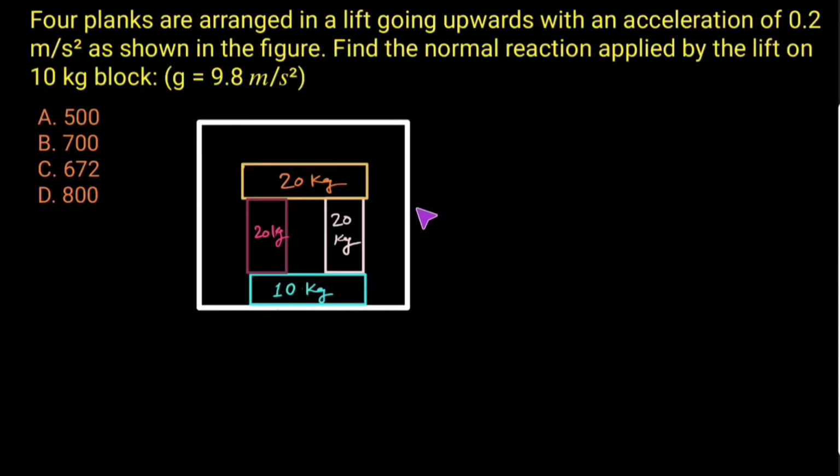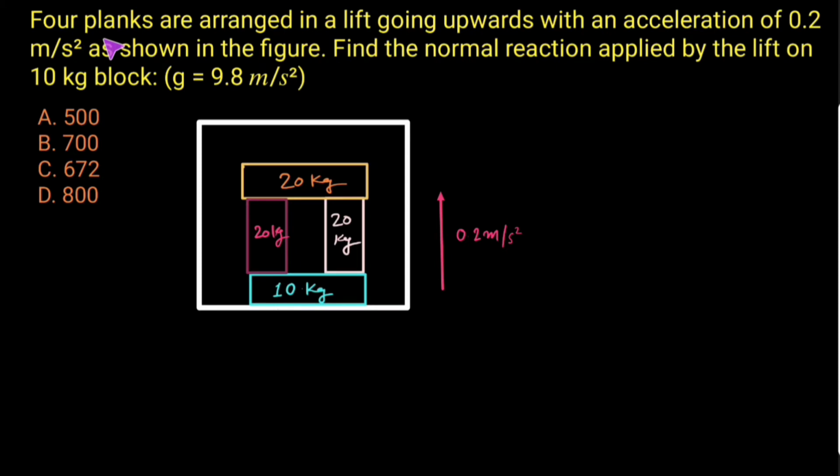In this question, we are asked to find the normal reaction applied by the surface of this lift on this 10 kg mass, and this lift is moving in the upward direction and having an acceleration equal to 0.2 meter per second square. Before we solve this problem, let's read out the question for more clarity.